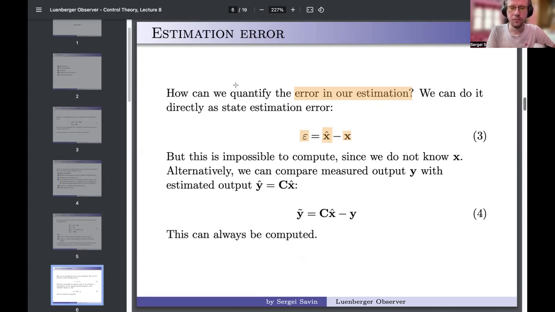All right. So as a second best option, since we cannot compute this, we can compute the estimation output error. What we can do is get our estimated output, Y hat equals C X hat, and compute our estimation output error as Y tilde equals Y hat minus Y.